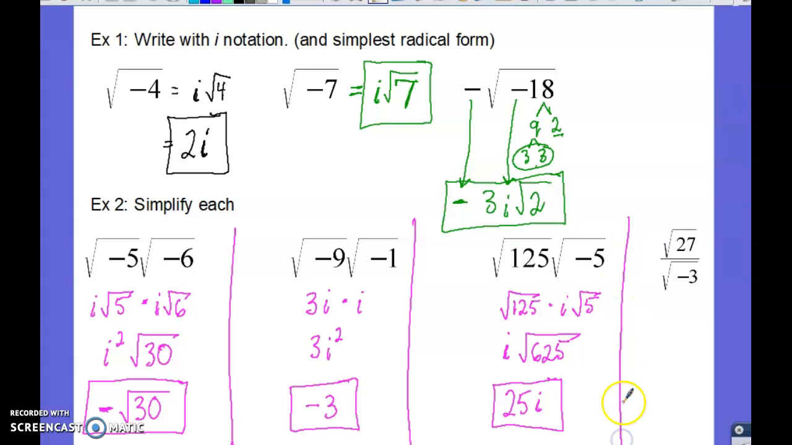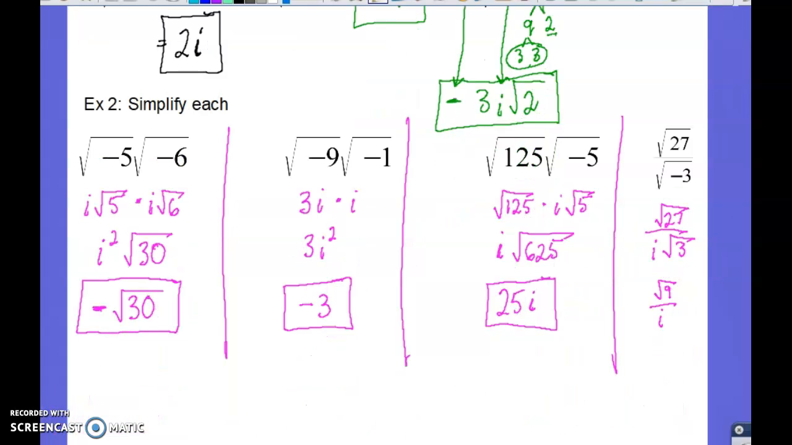And then this last one in example 2 is just take care of the i first, and then worry about dividing the 27 divided by 3. So when you do 27 divided by 3, you'll get the square root of 9 over i. And we do know the square root of 9 is 3.